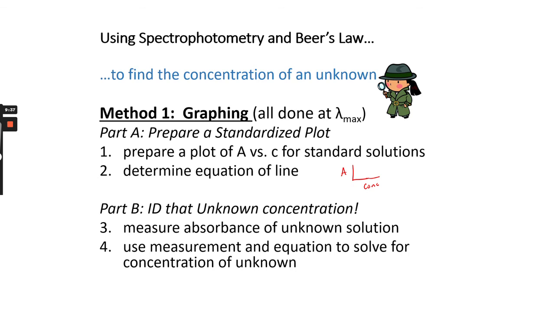You can identify an unknown concentration because you can measure the absorption, and then say you could come across here, come down, and measure the concentration. So this is very powerful.